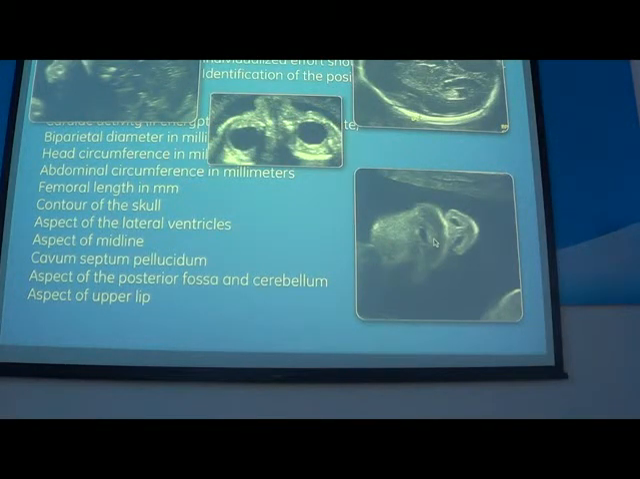The view of the two orbits. And I try to see one ear.